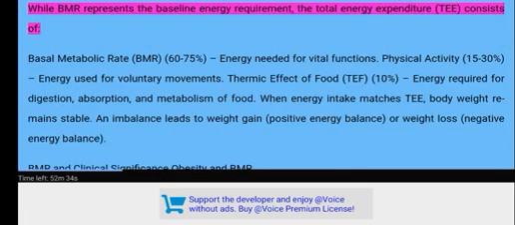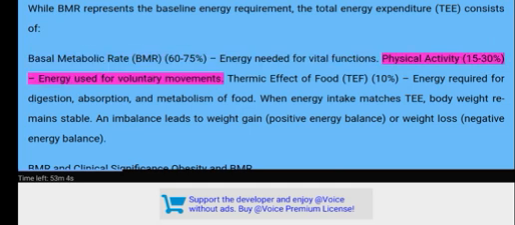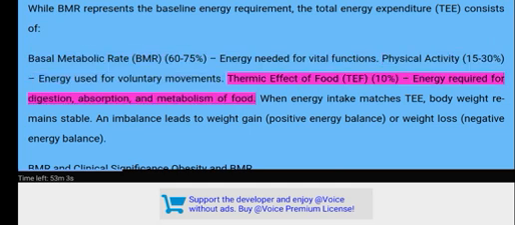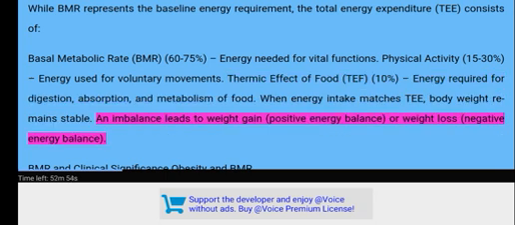While BMR represents the baseline energy requirement, the total energy expenditure (TEE) consists of basal metabolic rate (BMR), 60-75%, energy needed for vital functions. Physical activity, 15-30%, energy used for voluntary movements. Thermic effect of food (TEF), 10%, energy required for digestion, absorption, and metabolism of food. When energy intake matches TEE, body weight remains stable. An imbalance leads to weight gain (positive energy balance) or weight loss (negative energy balance).